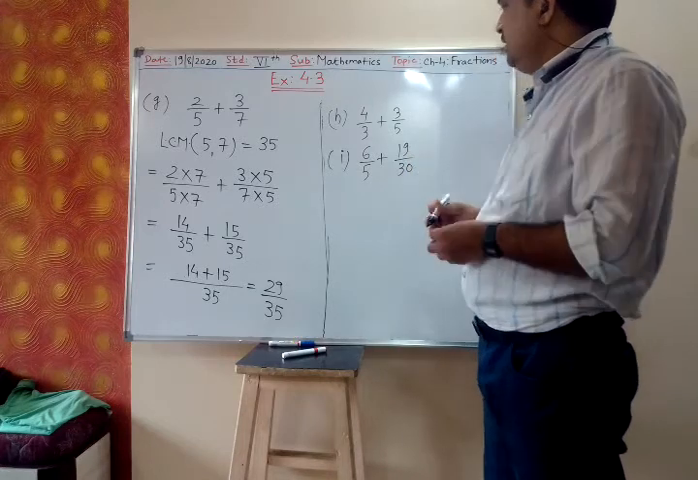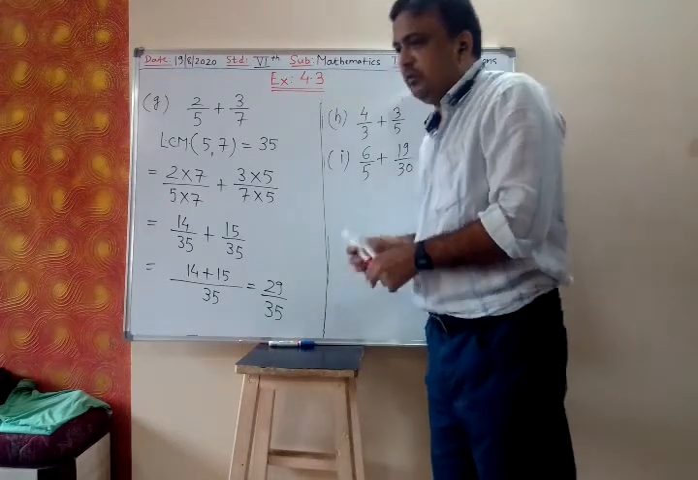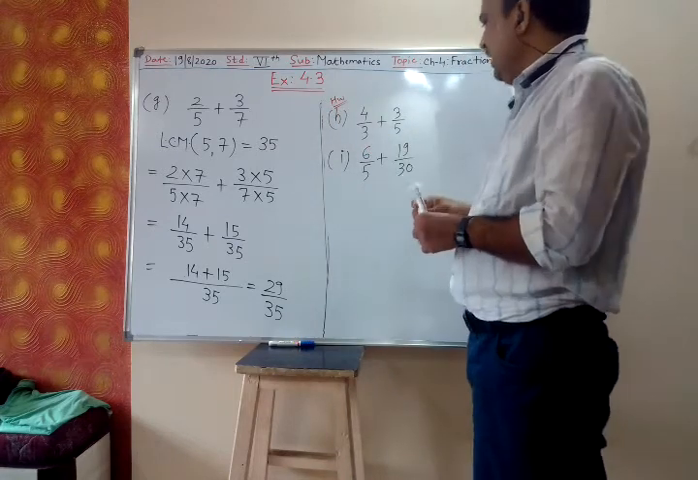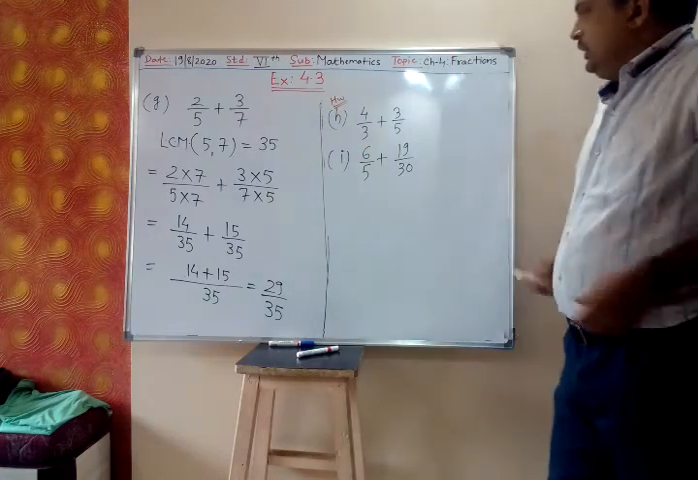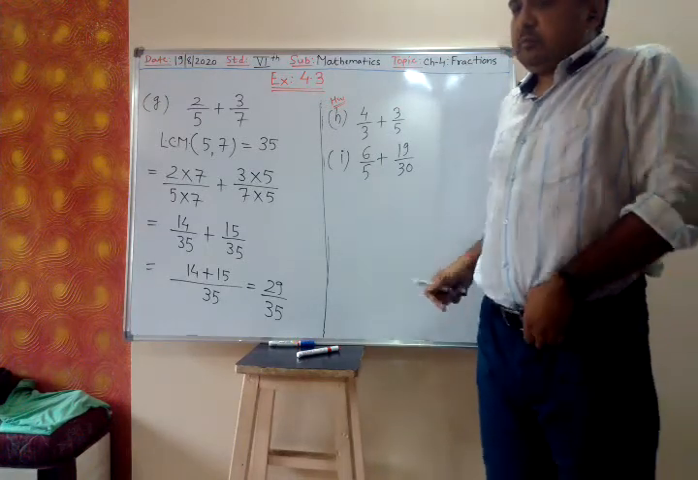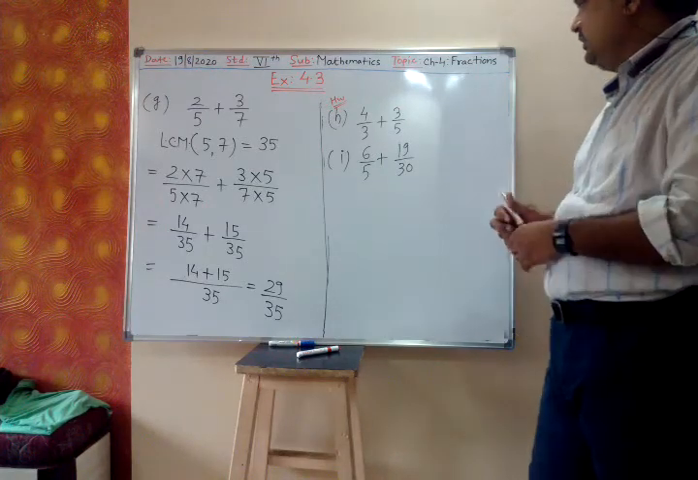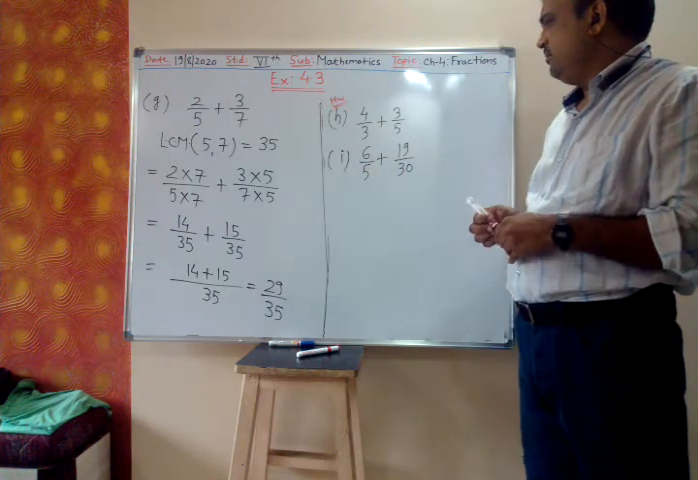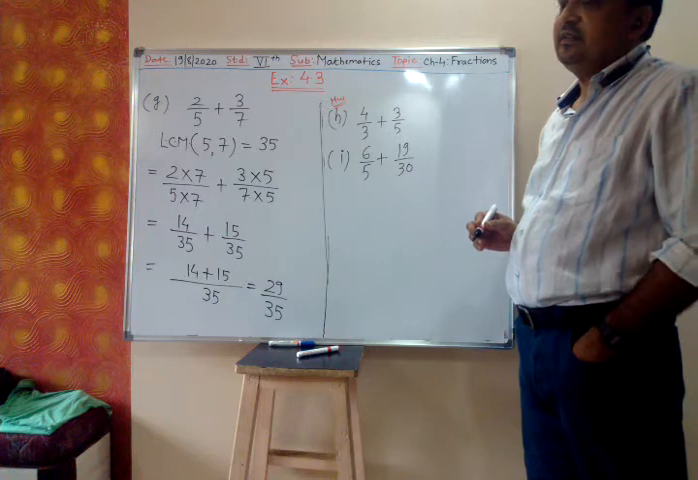Now, H will be homework. H is homework, I will do. Now 6 upon 5 and 19 upon 30. Wait, they are not like fractions.